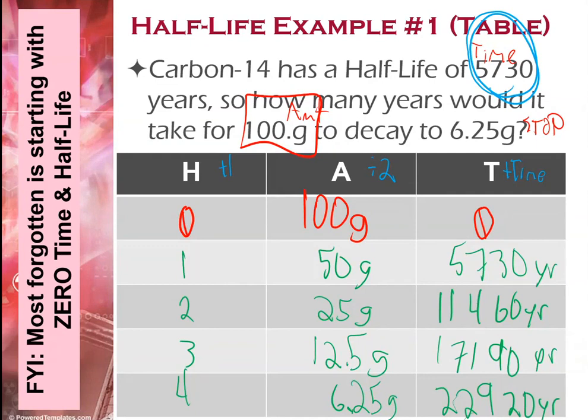So it wants to know how many years. Well, here you go. There's your answer right there. This is how many years it would take for it to degrade to that. So you put a box around it and you call it done. That's it. That's all you need to do.